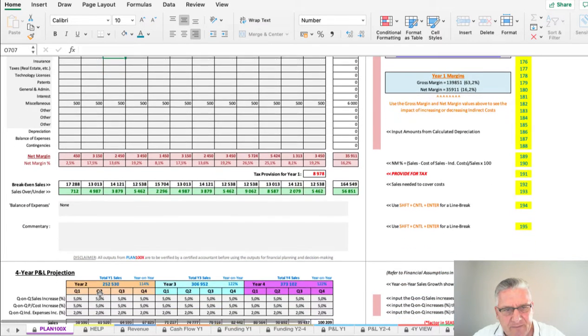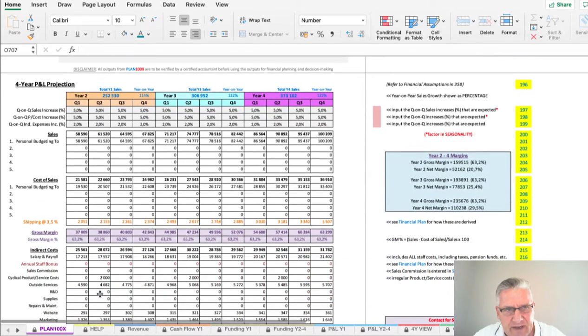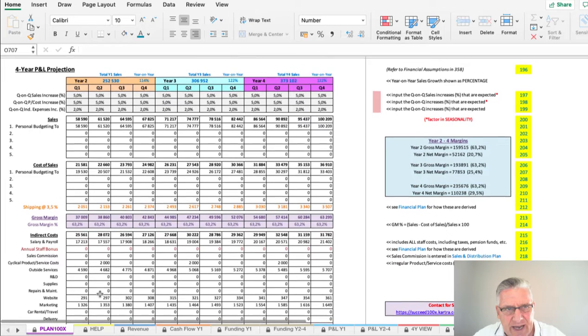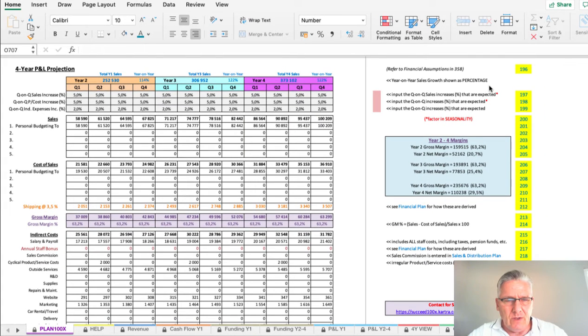So moving down, we're going to look at the remainder of the inputs for the quick start, and this is at the 4-year profit and loss projection stage. In the 4-year profit and loss projection, there's very little to input. You'll see on the right the quick start color, this pink, and really what we're doing here is just inputting the quarter-on-quarter increases for the 3 different sets of numbers.